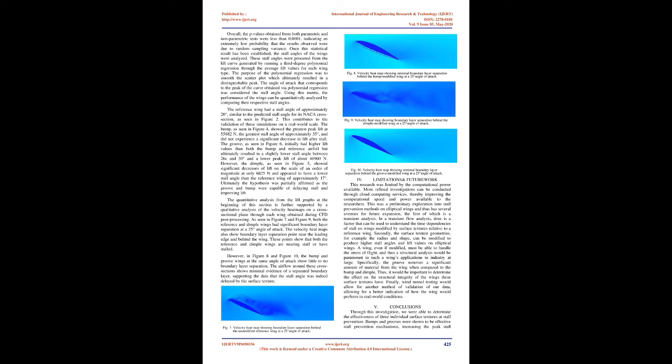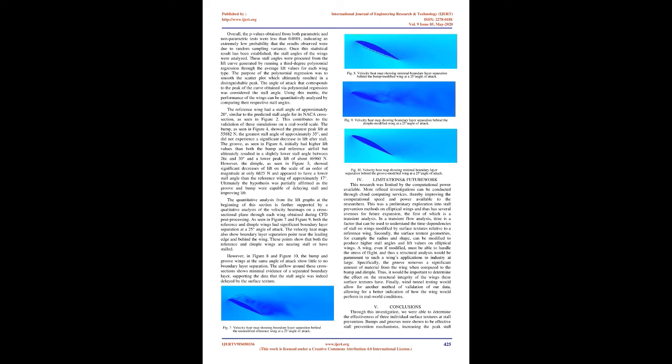The reference wing had a stall angle of approximately 20 degrees, similar to the predicted stall angle for its NACA cross-section, as seen in Figure 2. This contributes to the validation of these simulations on a real-world scale. The bump, as seen in Figure 4, showed the greatest peak lift at 55,882 N, the greatest stall angle of approximately 35 degrees, and did not experience a significant decrease in lift after stall.